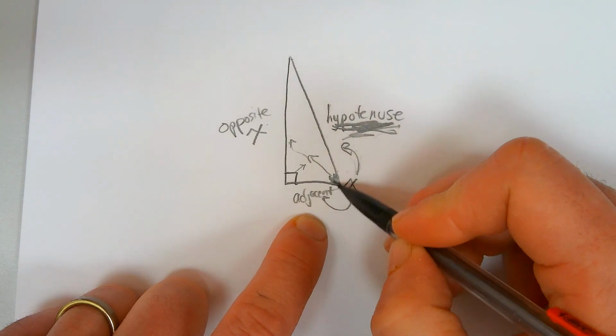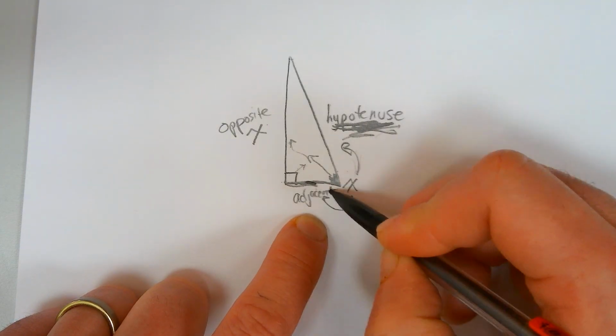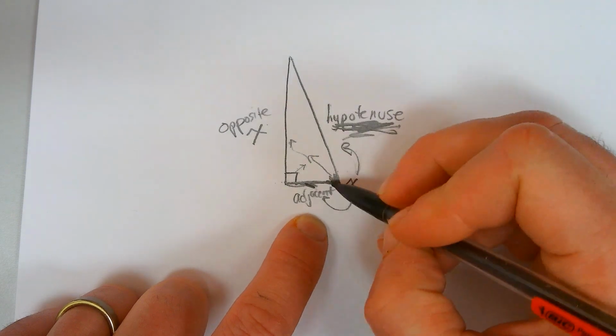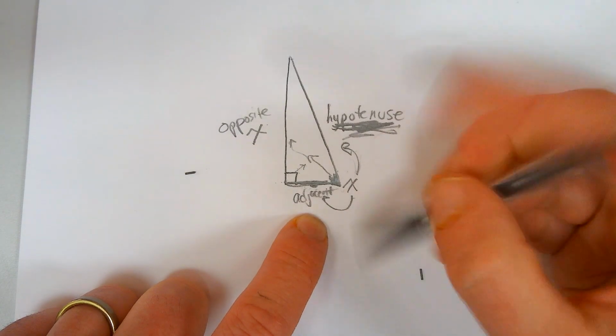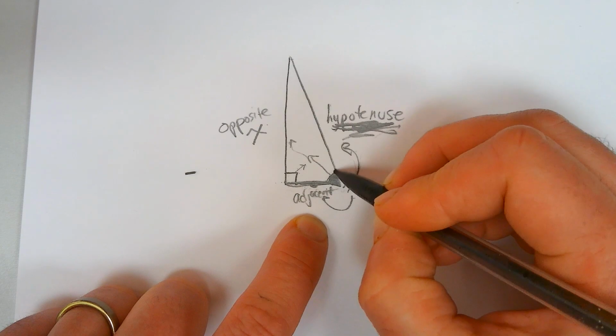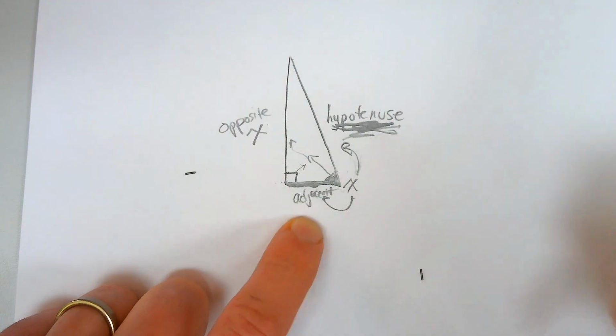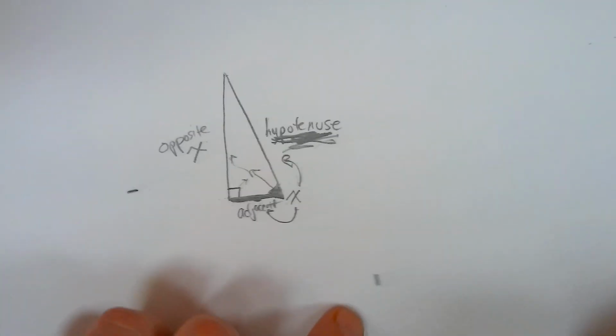So the side that is adjacent to the reference angle, but not the hypotenuse. Okay, and that's the lesson. That's it. That's all you got to know.